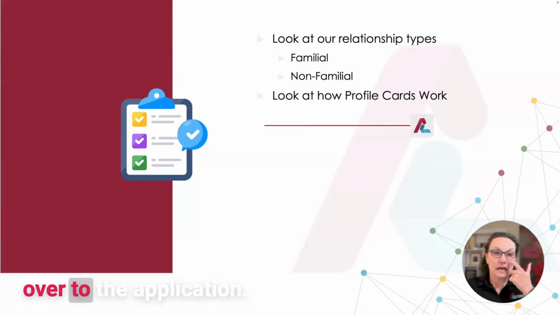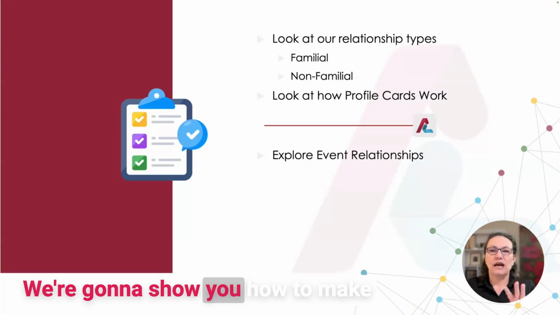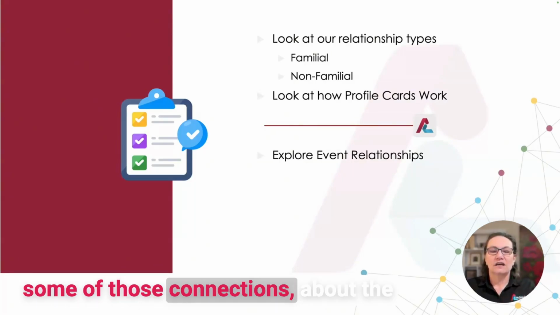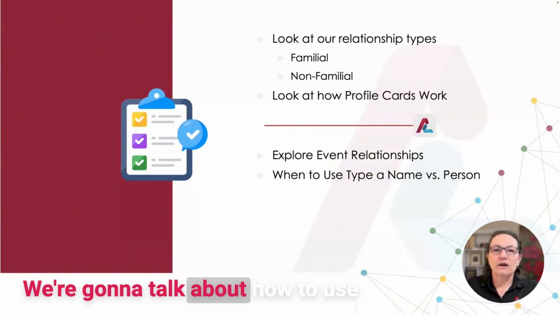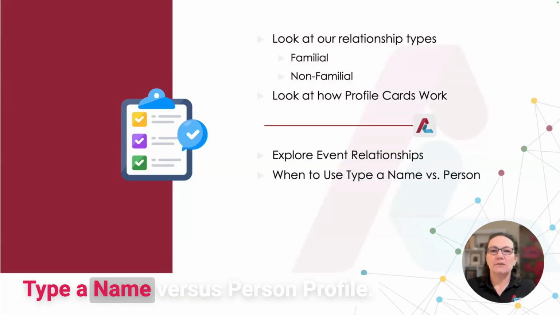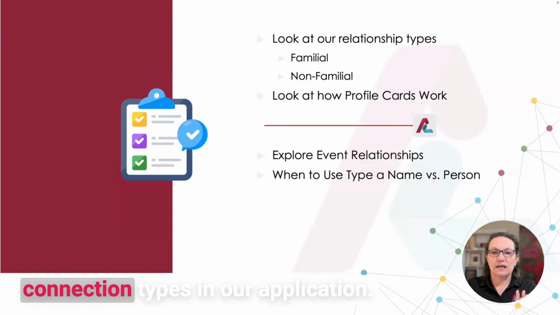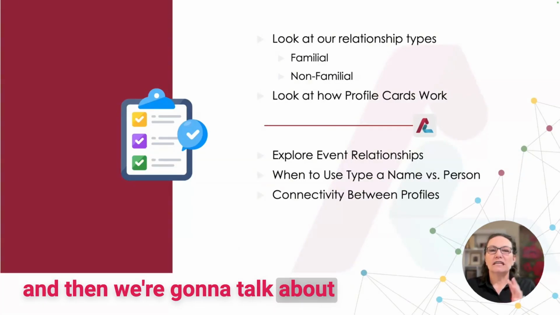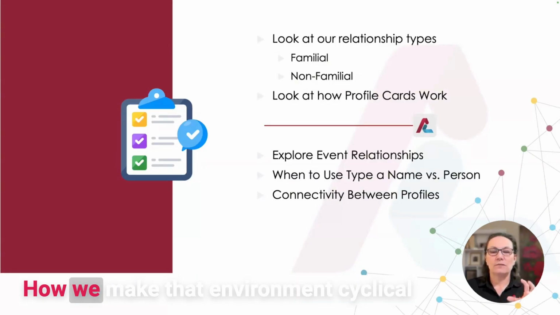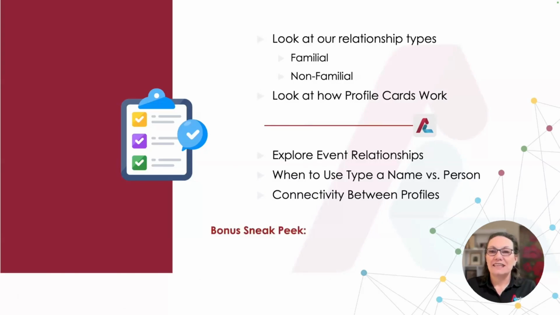Then we're going to slide on over to the application. We're going to explore some of the event relationships. We're going to show you how to make some of those connections about the surrounding environments and people. We're going to talk about how to use type a name versus person profile. Those are two very distinct connection types in our application. And then we're going to talk about the connectivity between profiles, how we make that environment cyclical and make your archive come to life.